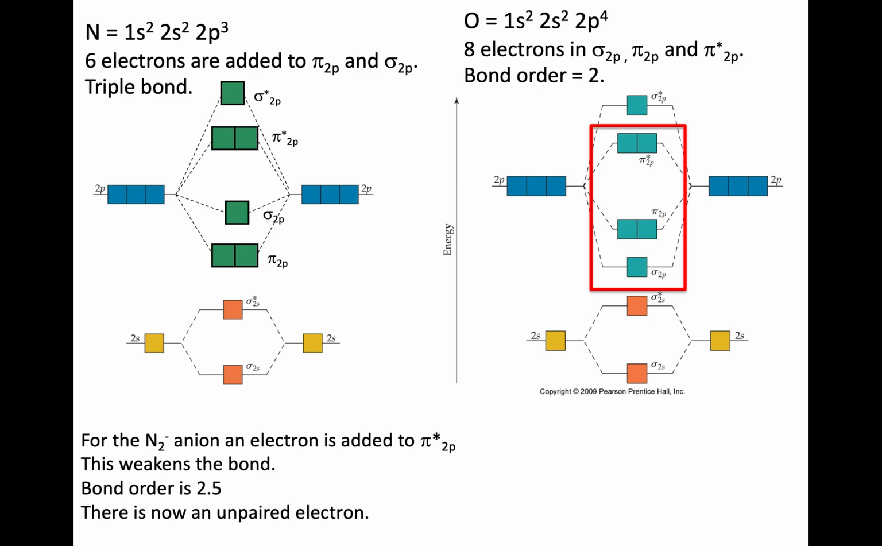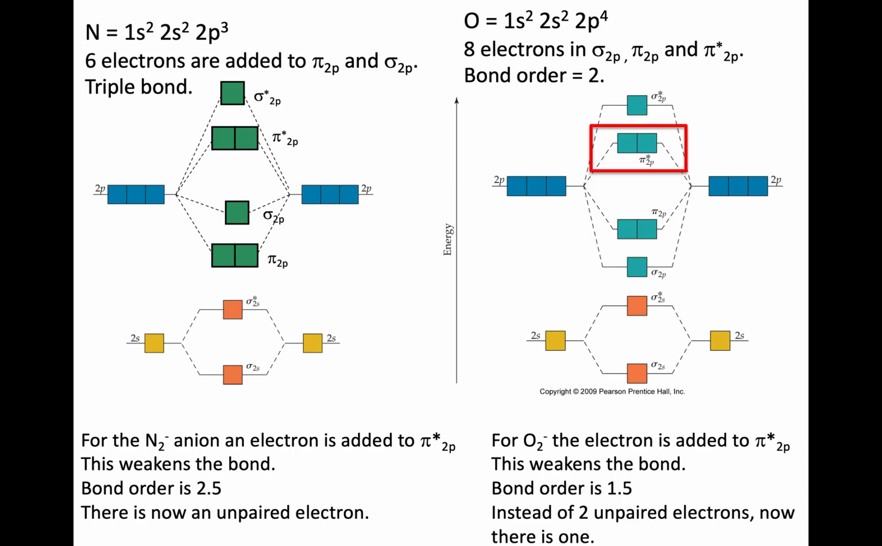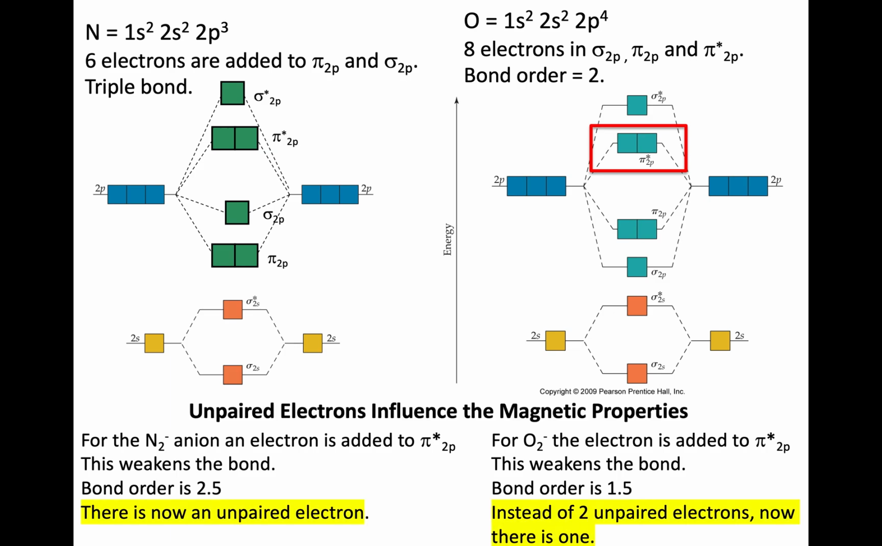I would find that I now have an unpaired electron. If I look over there for O2, I'm going to begin with the electron configuration, consider how many electrons I have to add to the molecular orbitals. I find in that case the bond order is 2. When I make it an anion, I'm going to add the electron now to the pi star 2p. This will weaken the bond. The bond order is reduced to 1.5. And I also find that instead of having 2 unpaired electrons, now there is 1. I'm attending to the number of electrons that are unpaired because unpaired electrons will influence the magnetic properties.